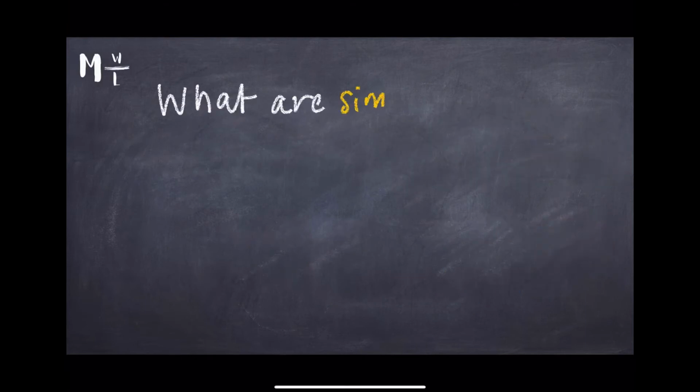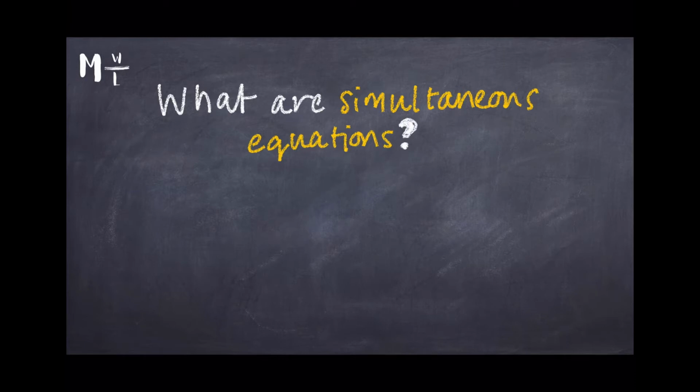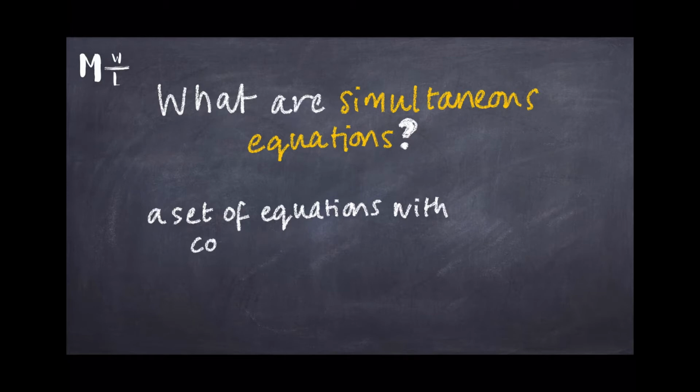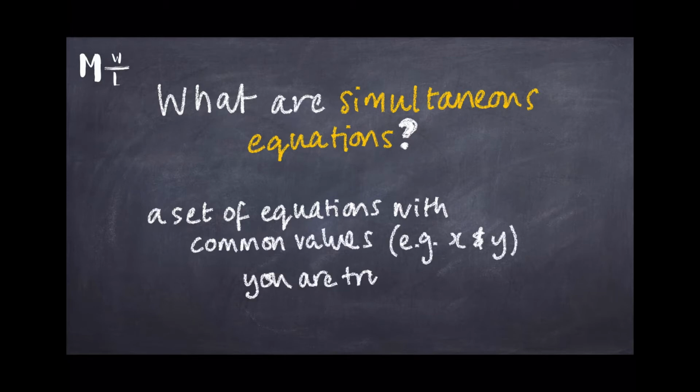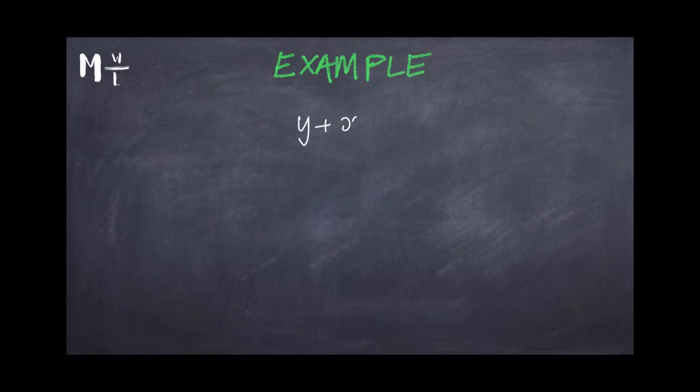You might be wondering what simultaneous equations actually are. Well, simultaneous equations are a set of equations with common values. These values are, for example, x and y that you are trying to find. If the equations are shown graphically, the solutions to your simultaneous equations are the points that the lines cross.